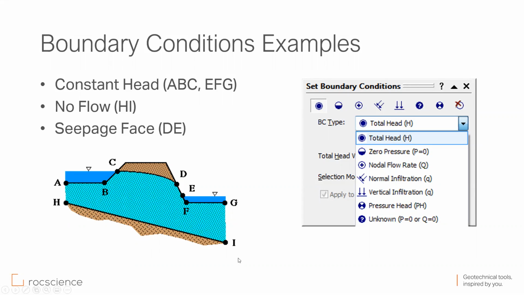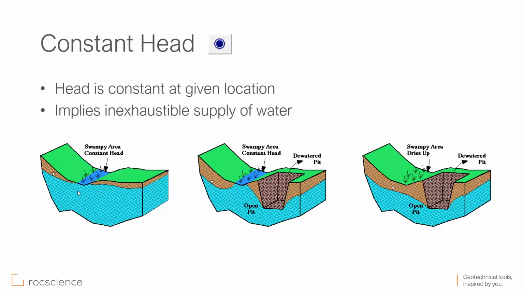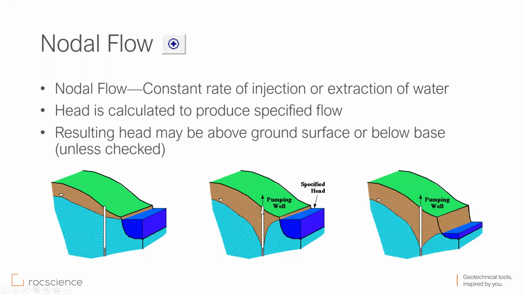We have no flow, which is this boundary, the rock boundary. And we have seepage face. I'll explain about seepage face later. About total head or constant head, let's say you have a river here. When it's constant, it's always there, so your head is constant. Even if you have dewatering, you still have this river here, it's still not changing. But when you dewater and there is no water here, you don't have the constant head. A nodal flow, when you pump the water from a specific point or dewater from a specific point, is going to be a nodal flow.